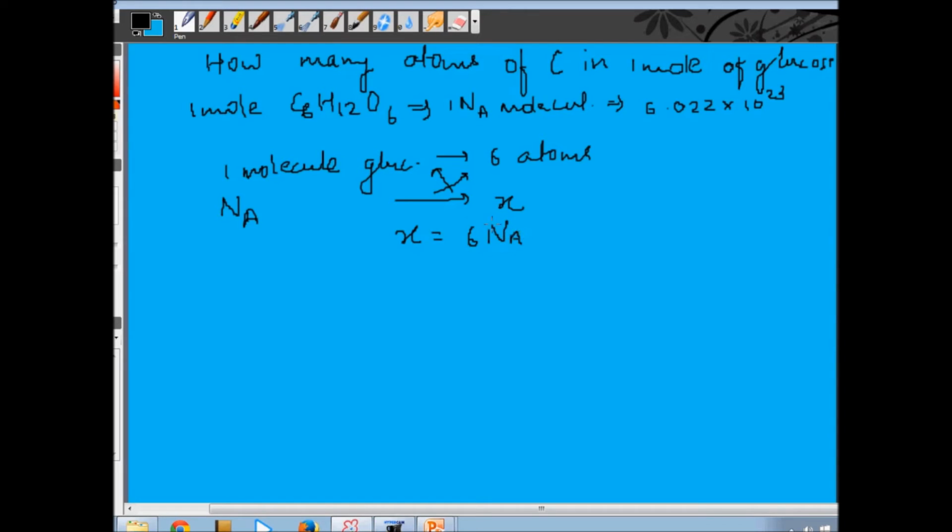So what do you get? X is equal to 6 Na. That is 6 multiplied by 6.022 into 10 to the power 23. Okay, so this is approximately 36 into 10 to the power 23, if I ignore the digits after the decimal. So it becomes approximately 36 multiplied by 10 to the power 23 atoms. So these many atoms of carbon need to be present to have 1 mole of glucose.